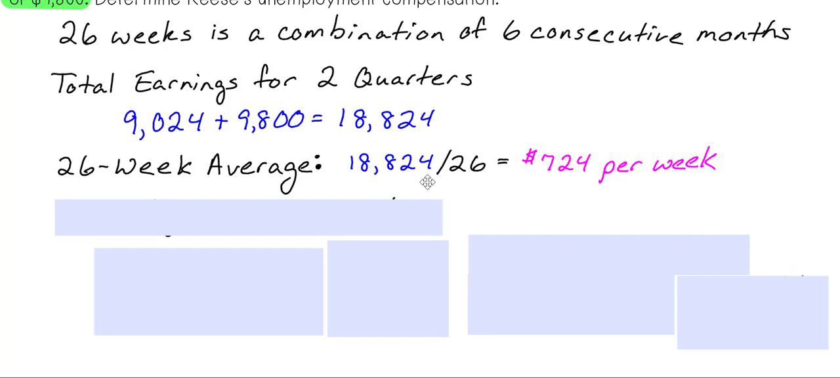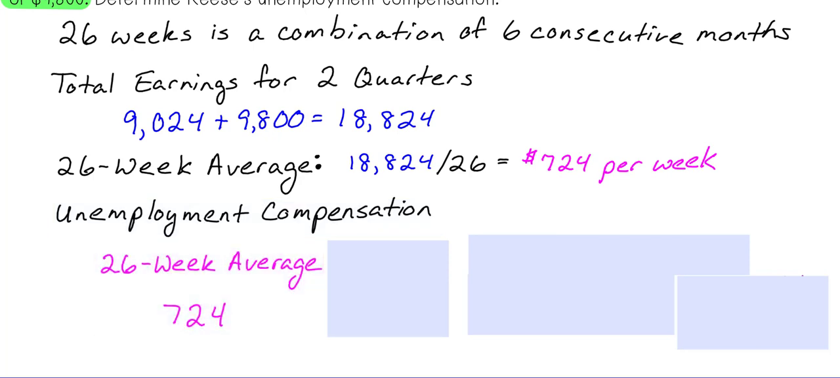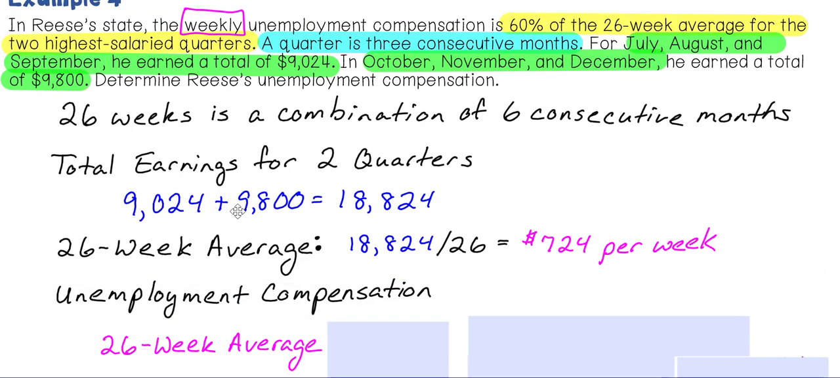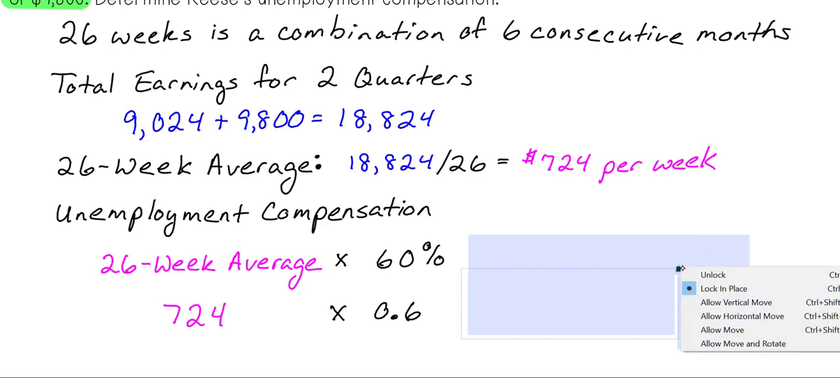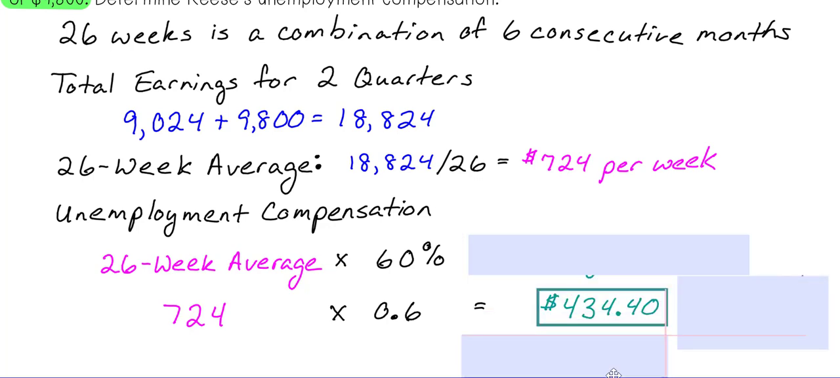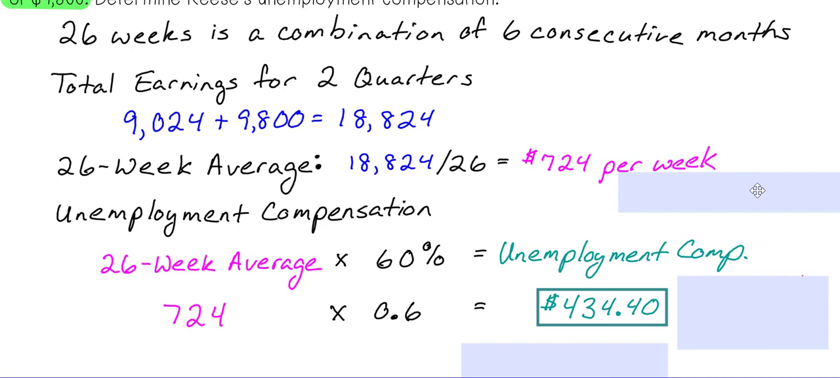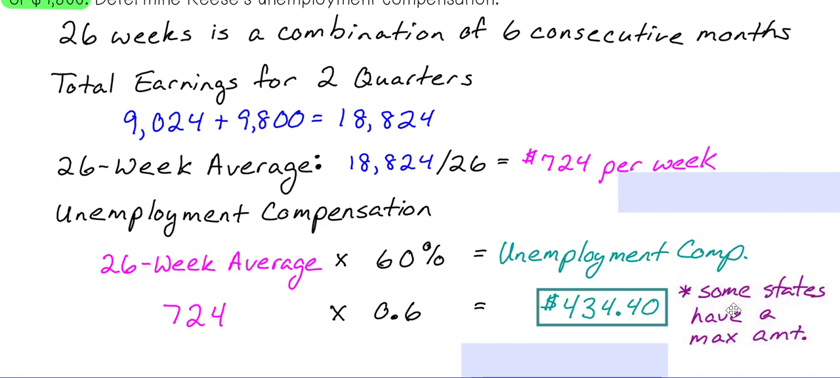So the last component of this is determining the unemployment compensation. So we would take our 26-week average, and when we look back up, the compensation is 60%. So we would take that 26-week average, multiply it times 60% in decimal form, and find that the unemployment compensation is $434.40. One thing to keep in mind is that some states have a maximum amount that you can earn in unemployment.